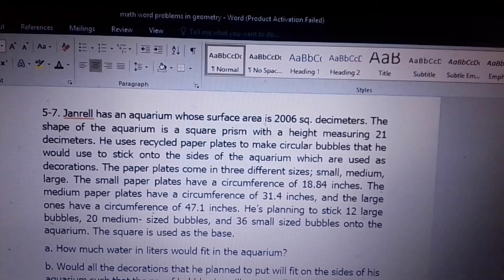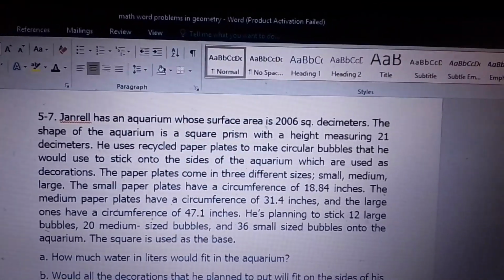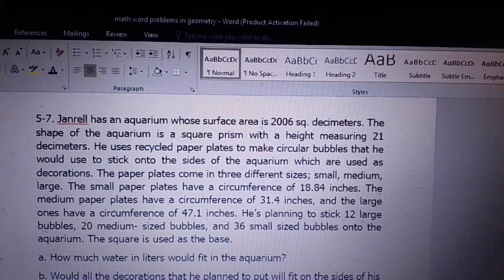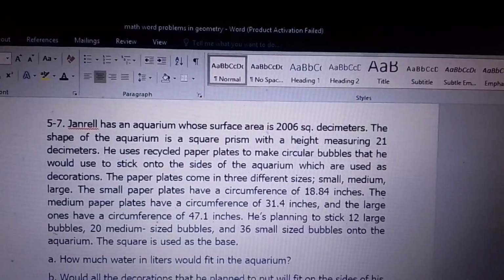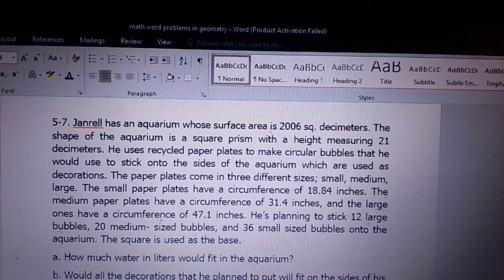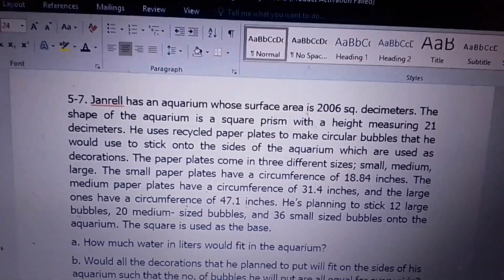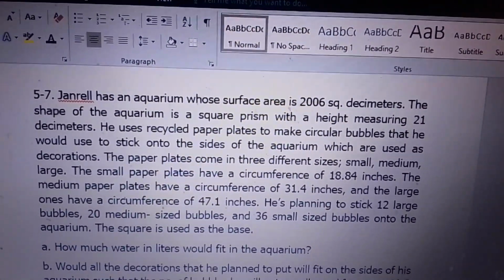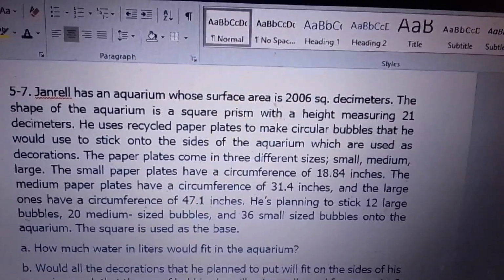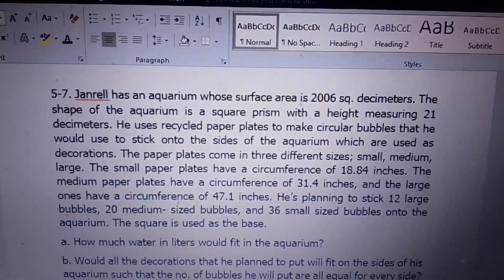He uses recycled paper plates to make circular bubbles that he would stick onto the sides of the aquarium, which are used as decorations. Wow, grabe naman talaga si Janrel. Gusto niyo makaroon ng decorations yun. And the paper plates come in 3 different sizes. They are small, medium, and large.